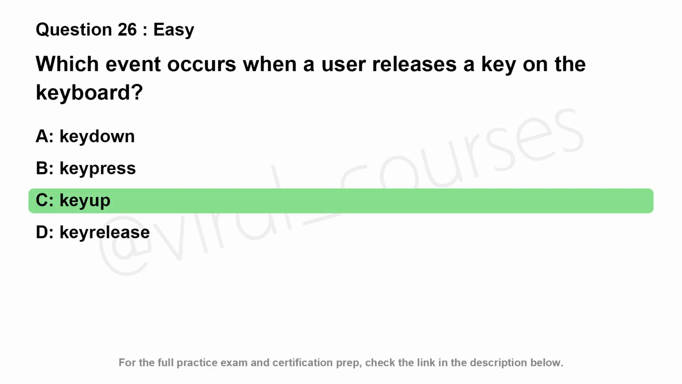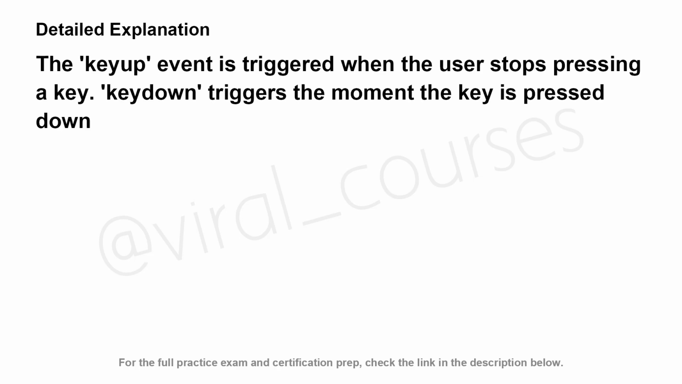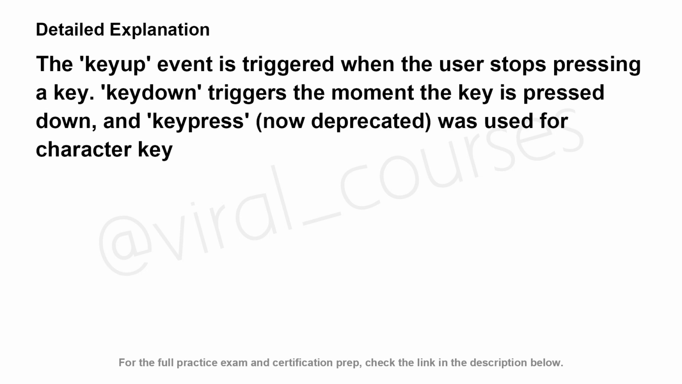The correct answer is C. The key up event is triggered when the user stops pressing a key. Key down triggers the moment the key is pressed down. And key press, now deprecated, was used for character keys.